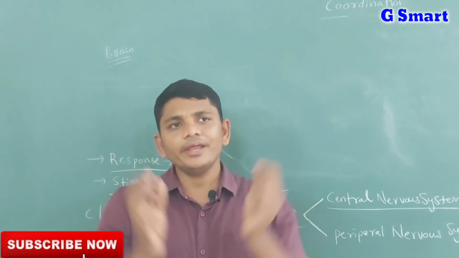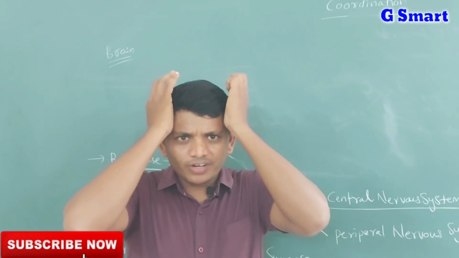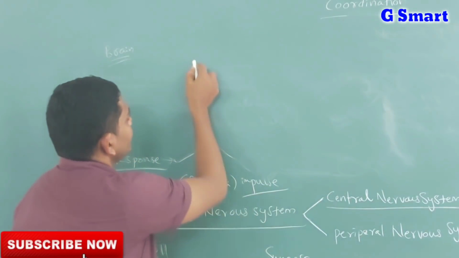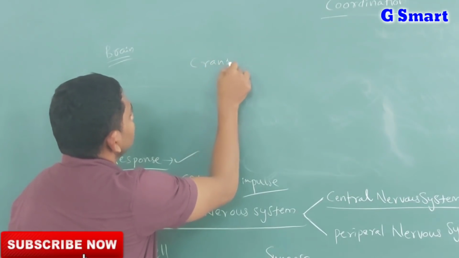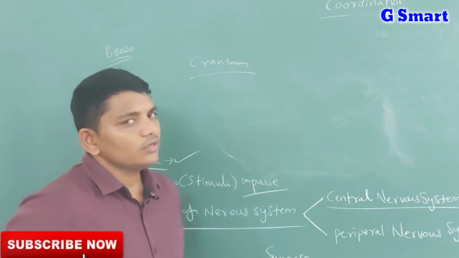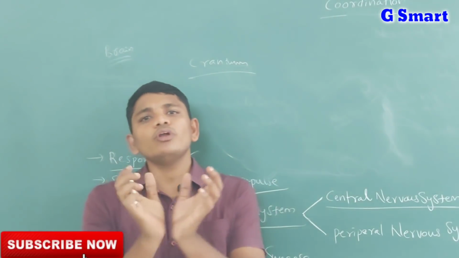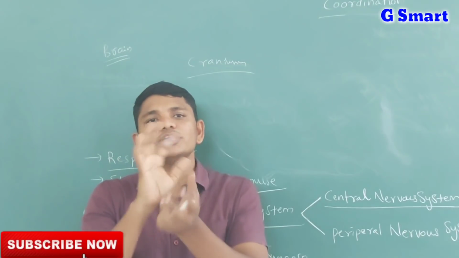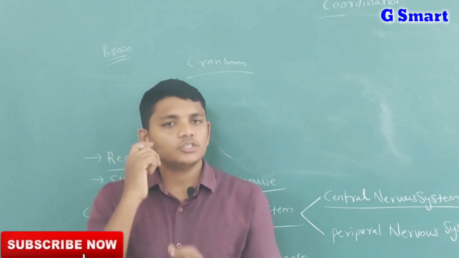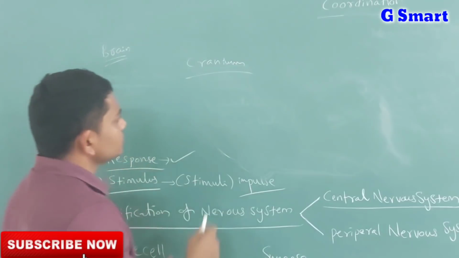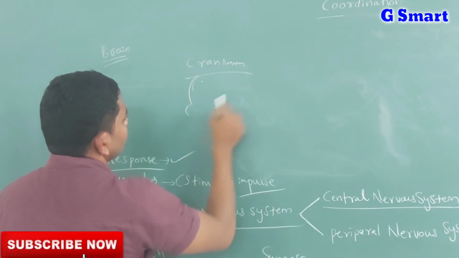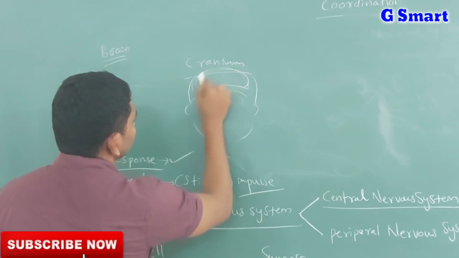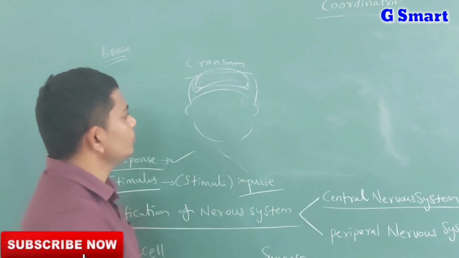And you know, the brain is protected by a bony structure called the cranium. What is that? Cranium. So the cranium is nothing but a bony structure in which the brain is protected. And let us discuss the internal part of the brain. This is the place for the brain.